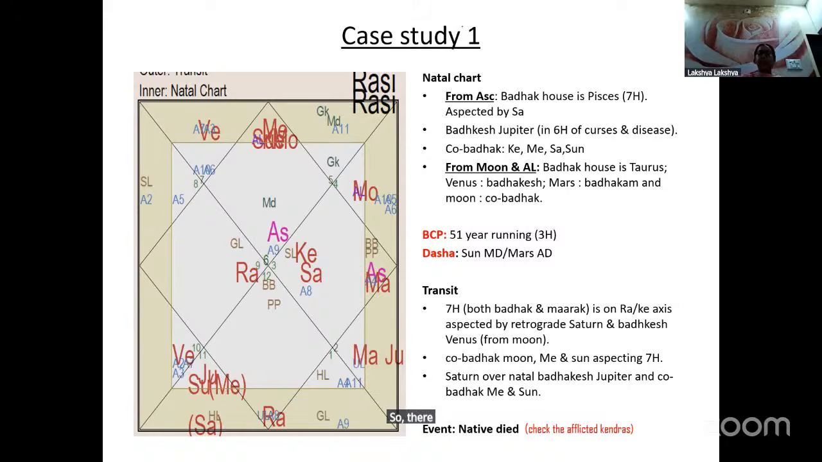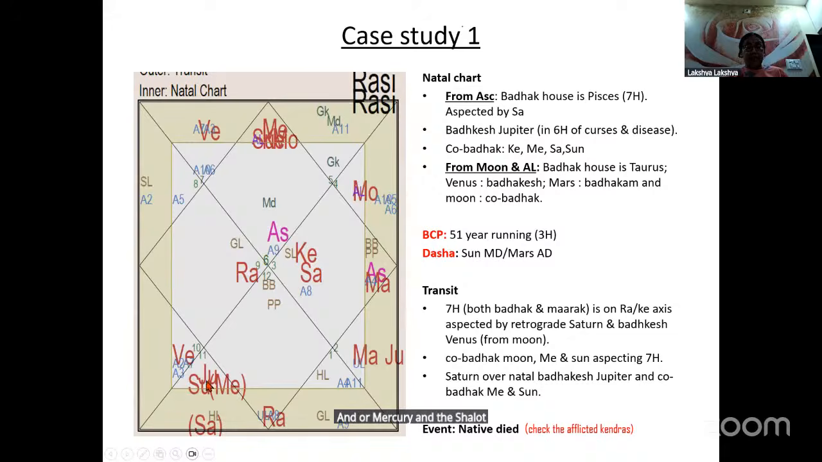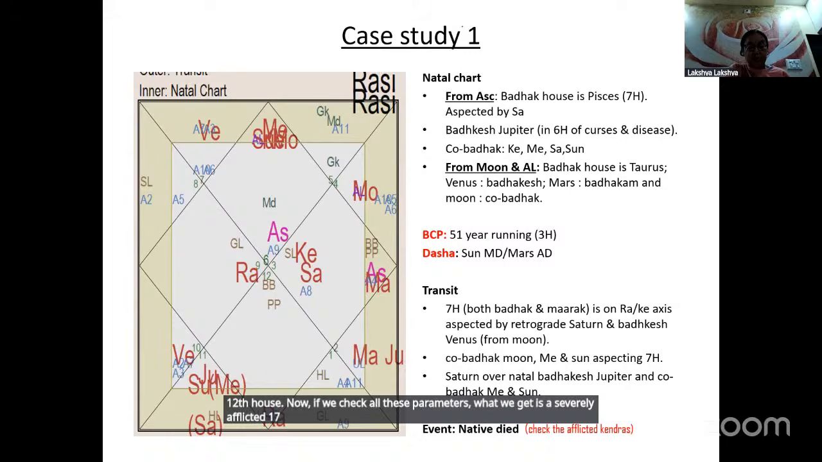So there is a huge accumulation of planets in the 1/7 axis, resulting in serious affliction. Further, Badhakesh Jupiter is transiting over natal Mars, both of them aspecting the third house. Saturn is transiting over natal Badhakesh Jupiter and over Mercury and Dasha Lord Sun, which is the owner of the 12th house. Now, if we check all these parameters, what we get is a severely afflicted 1/7 axis and 6/12 axis, along with the third house under affliction.